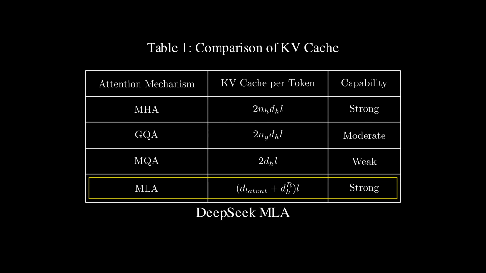The authors use 4DH as the latent dimension and an additional DH by 2 positional dimensions, which gives an effective KV cache size of roughly 4.5 DH per layer. So this means DeepSeek's MLA is similar to using GQA with only about 2.25 groups, while still maintaining performance comparable to, and in some cases even better than, standard multi-head attention.